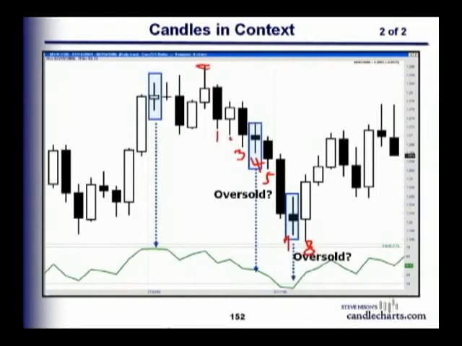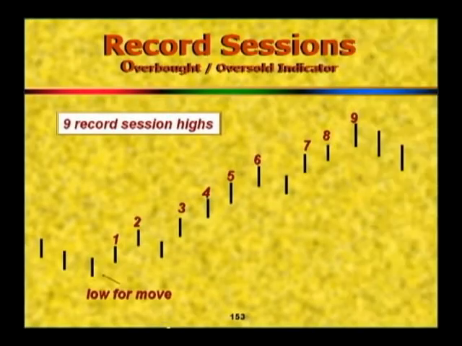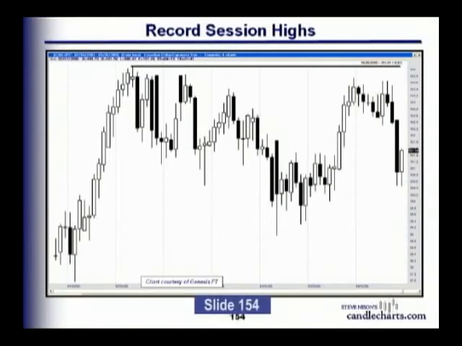So let's look at an example here. First, we have to find the low for the move. You don't know it's a low until the market starts rallying. Then you look at the higher high. That's 1, 2. You'd see between 1 and 2 why it wasn't 2. The market didn't make a higher high.